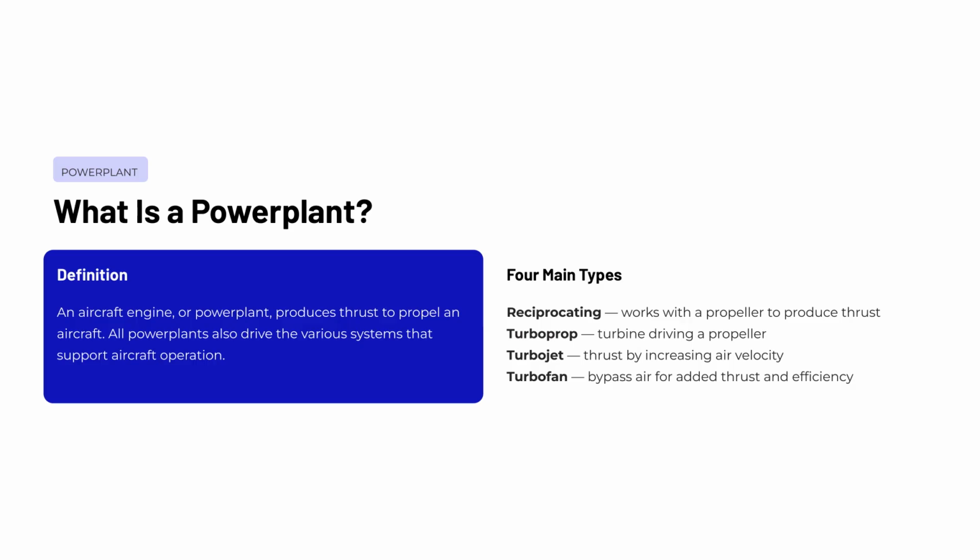Third, the turbojet produces thrust by dramatically increasing the velocity of air as it passes through the engine. And fourth, the turbofan builds on the turbojet concept by routing a portion of air around the core of the engine, known as bypass air. This improves both thrust and fuel efficiency, which is why turbofan engines are the standard choice on most modern commercial aircraft. As we move through this course, you will develop a deeper understanding of how each of these power plant types functions and where each one is applied in aviation.